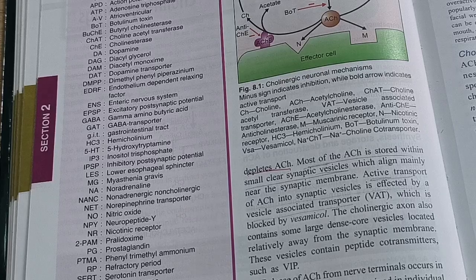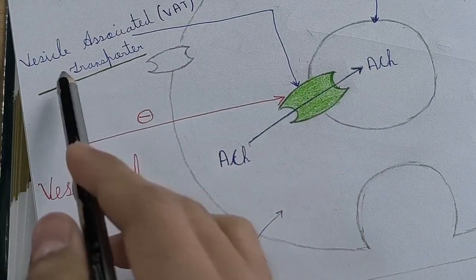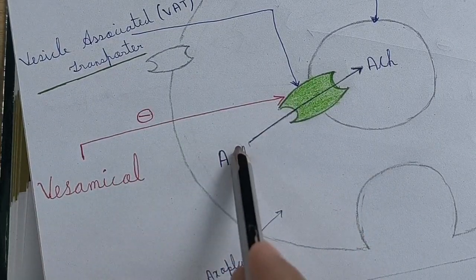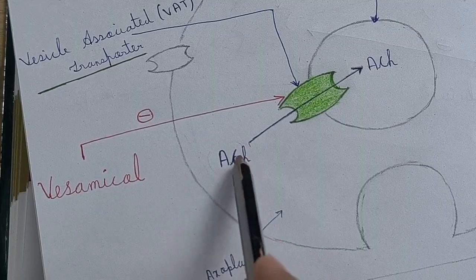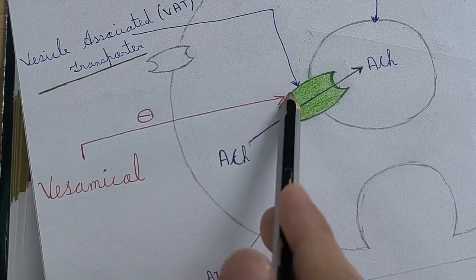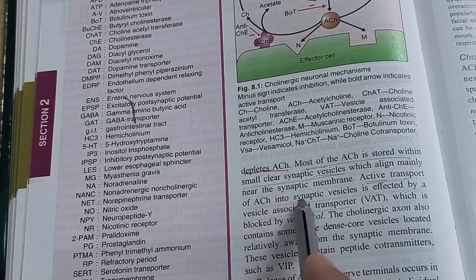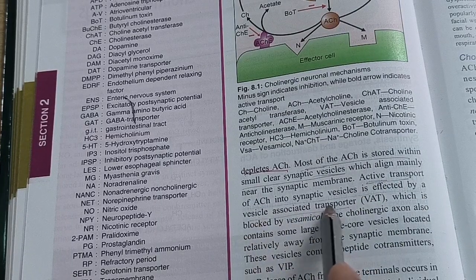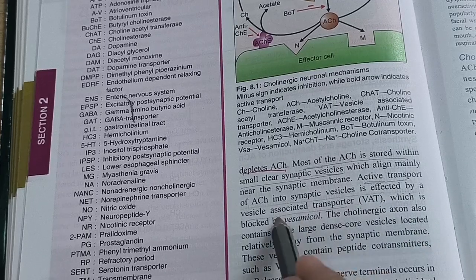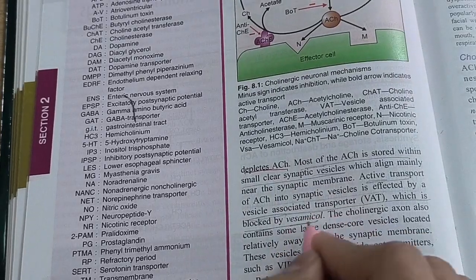I also mentioned a poison, vesamicol, that inhibits the vesicle associated transporter, so that the active transport of acetylcholine from the axoplasm into the synaptic vesicle is blocked. The same thing is written here: the active transport of acetylcholine in the synaptic vesicles is effected by the vesicle associated transporter, but this transporter is blocked by vesamicol.